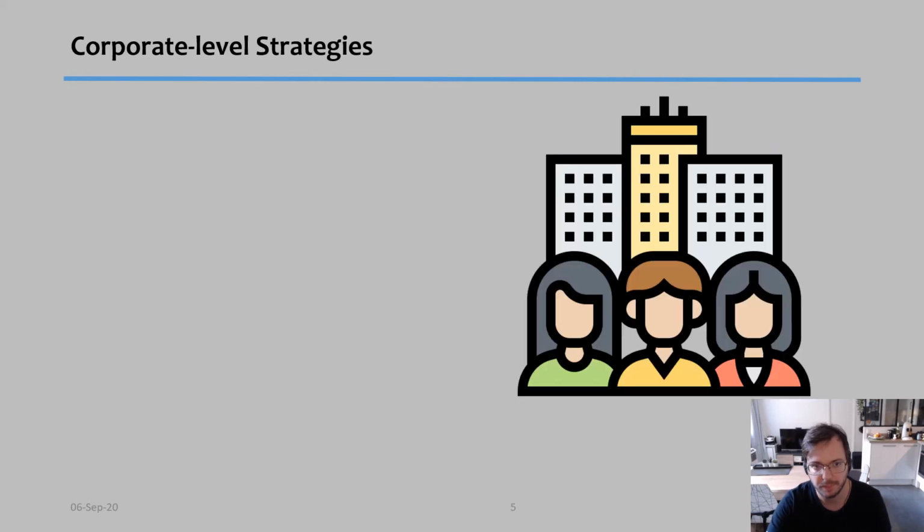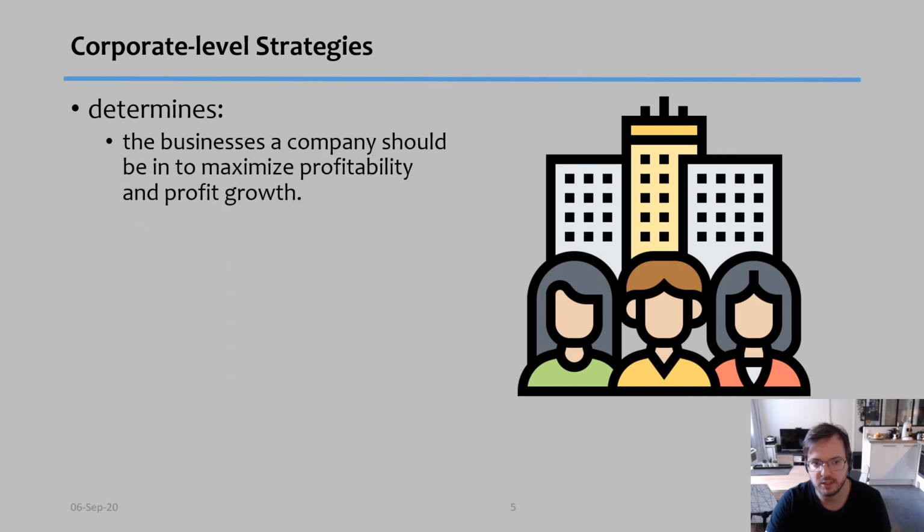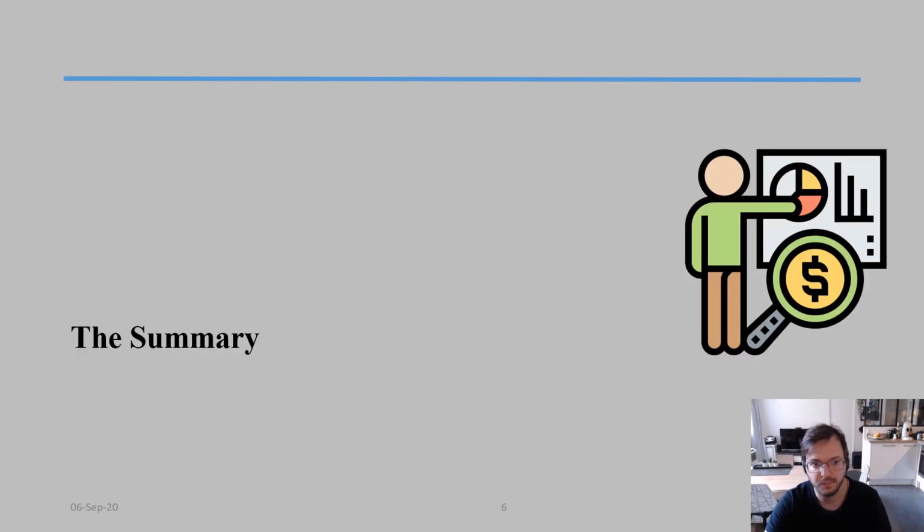Finally, we have corporate level strategies. Now, corporate level strategies are strategies that affect the whole corporation and all the businesses inside that corporation. And they determine the businesses a company should be in to maximize profitability and profit growth, how to gain competitive advantage, for example. So to summarize, the 4 main types of strategies we're going to talk about in future videos are functional level strategies, business level strategies, global strategies, and corporate level strategies.